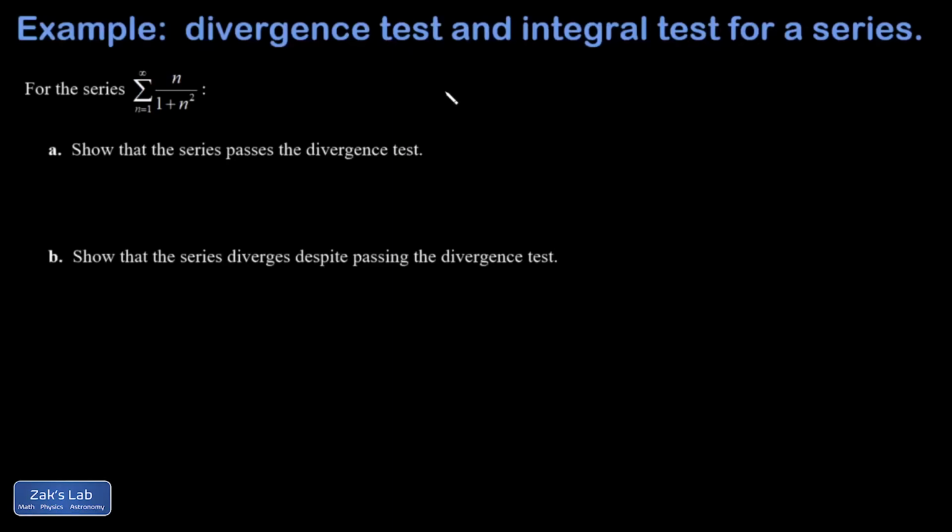In this problem, we're applying the divergence test to a series, and the question says, show that the series passes the divergence test. What I mean by that is when we run it through the divergence test, we are not going to prove that it diverges. That gives us some hope that it converges, but it doesn't prove that it converges.